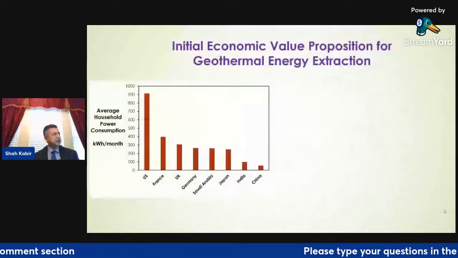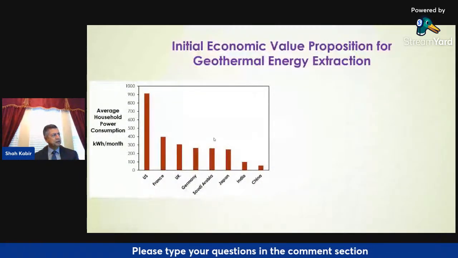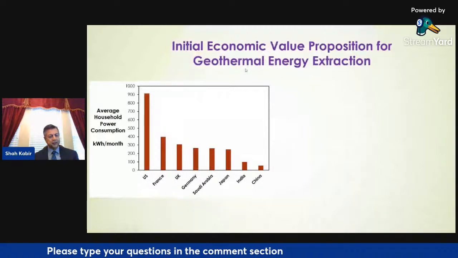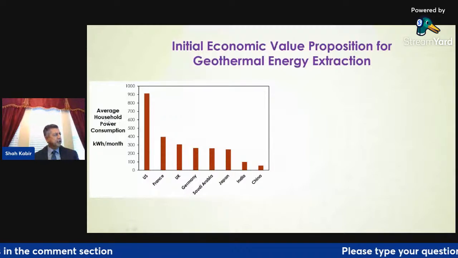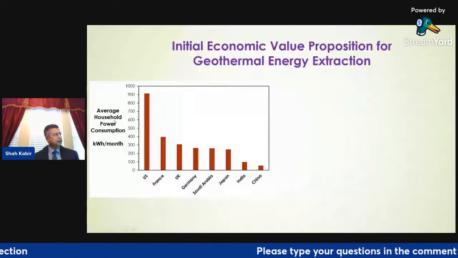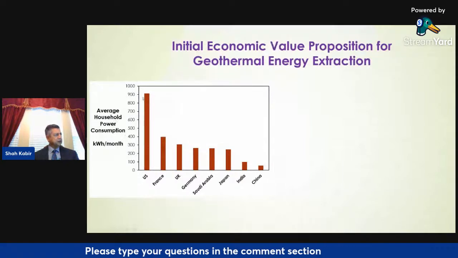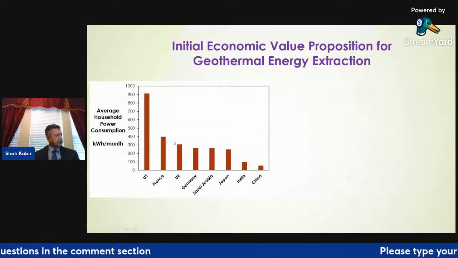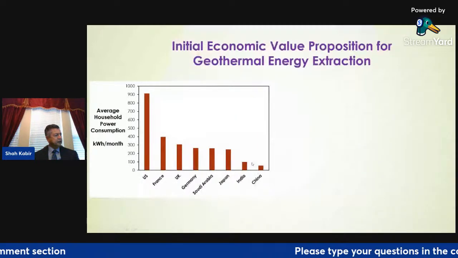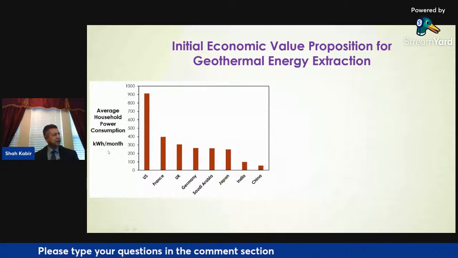Okay, so what's the economic value proposition that the proposed geothermal energy brings to the table, so to speak? So as you can see, if we look through the lens of average household power consumption, the US dominates, and then the European countries follow, and then the big consumers, India and China, are over here. So much kilowatt hour per month.